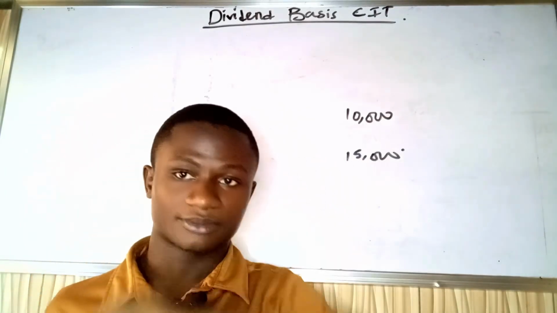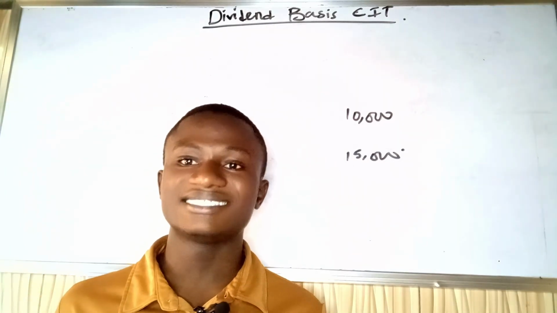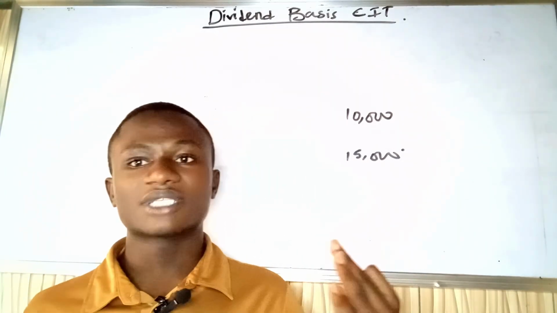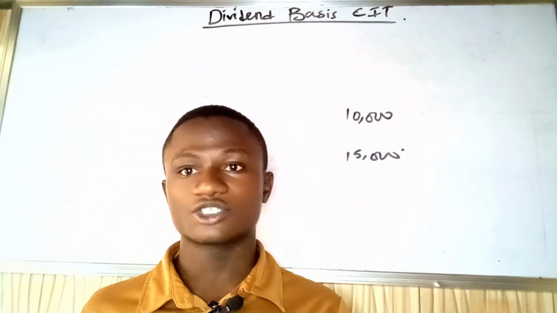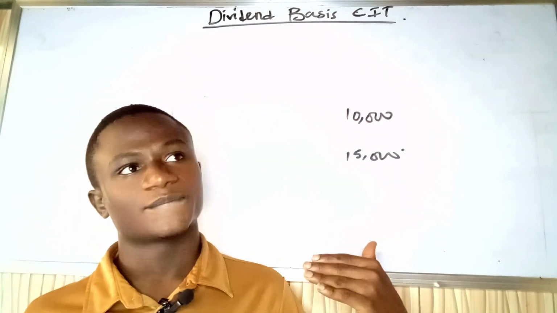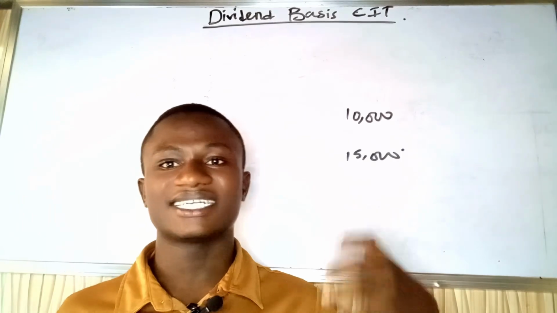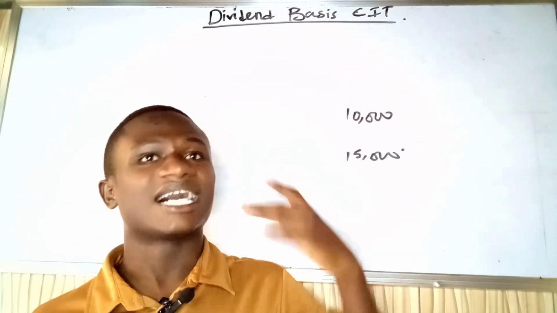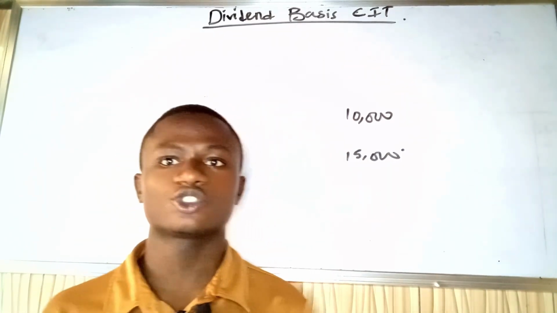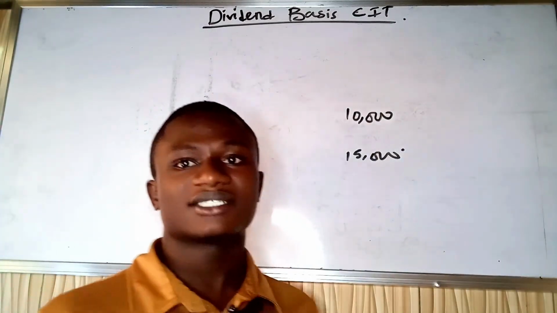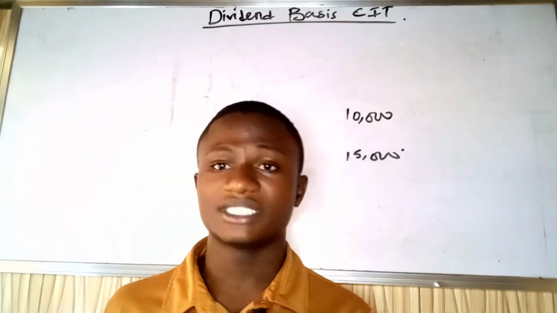This is very possible. That's why we have something we call retained earnings. Sometimes when a company makes profits, they don't spend all their profits, they keep them. So they might decide to bring out of the profit that they have kept from previous years and use it to pay dividends. So dividend basis is just like taxing the company based on the dividend they are paying out.